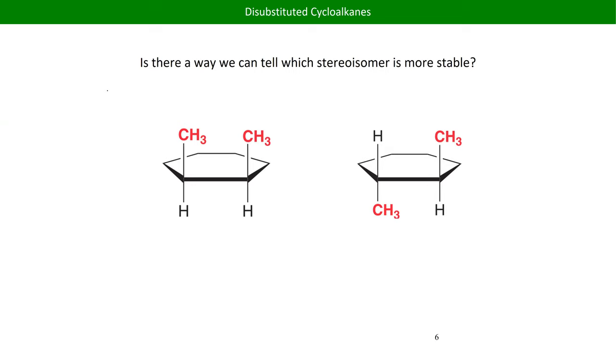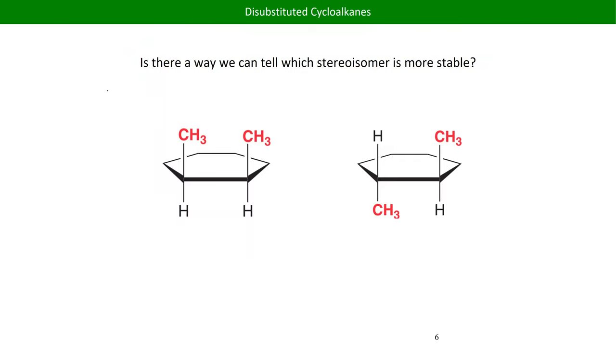So if we have two possible isomers or stereoisomers, the cis and the trans for this case, how do we know which one's more stable? Trans has fewer steric interactions. One of them is going to have less 1,3 diaxial interaction. So basically we need to draw both of them in their chair conformers and see that one of them is going to have fewer interactions and one of them is not.